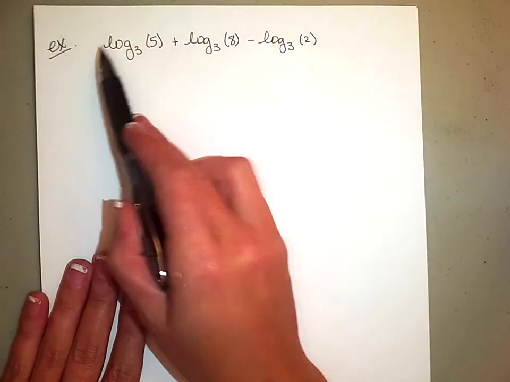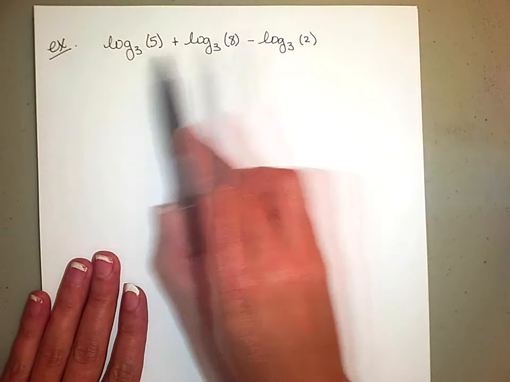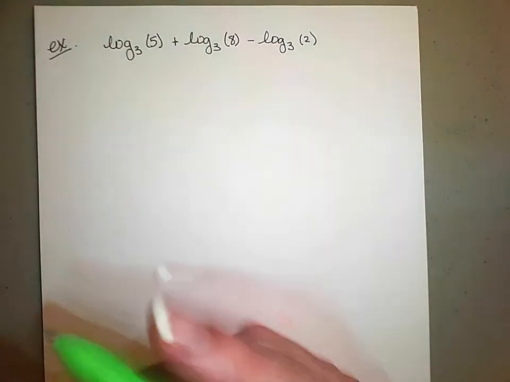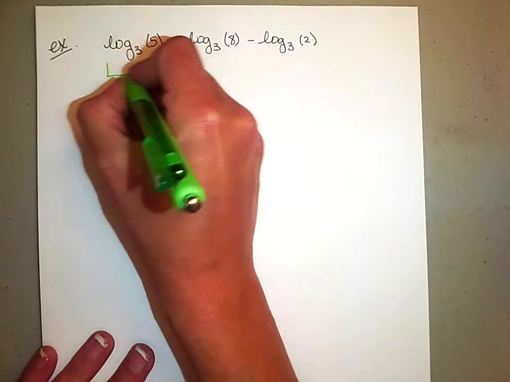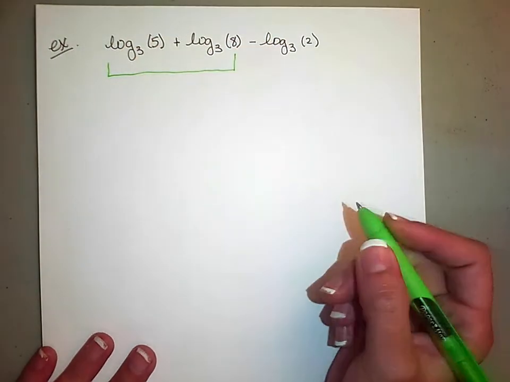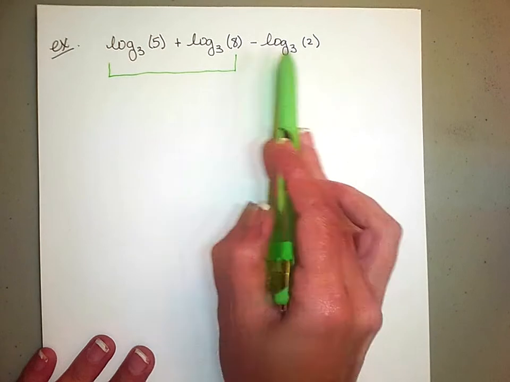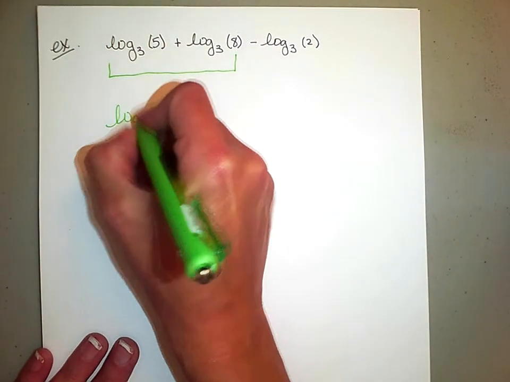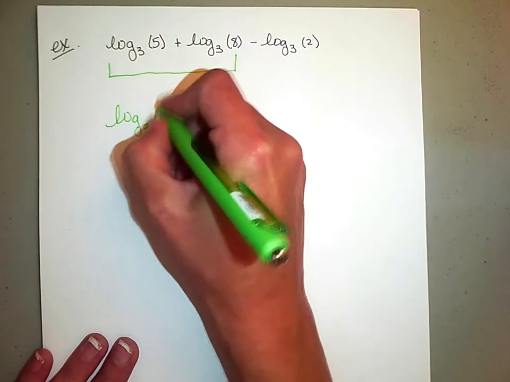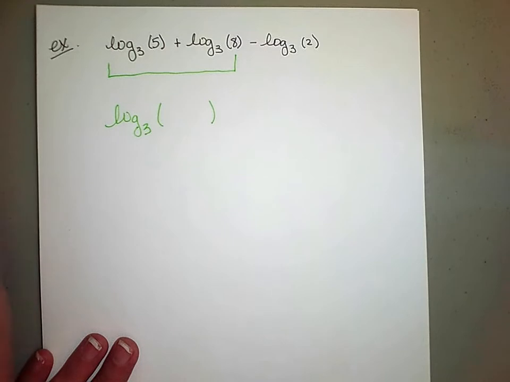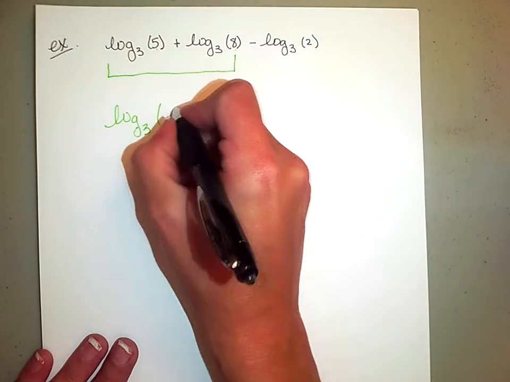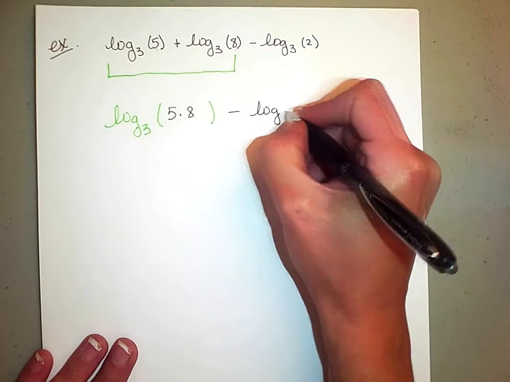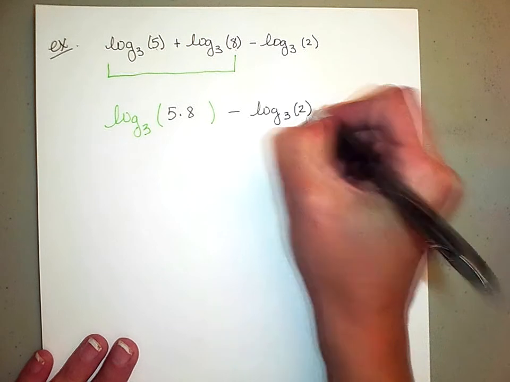Okay? There are no coefficients here, so we don't have to worry about bringing anything up to a power. So working right to left, I'll deal with the addition first of all. All of these are in the same base, so we can combine them. These first two will combine to the log base 3, and now of the product, 5 times 8. And then we'll subtract off that log base 3 of 2.